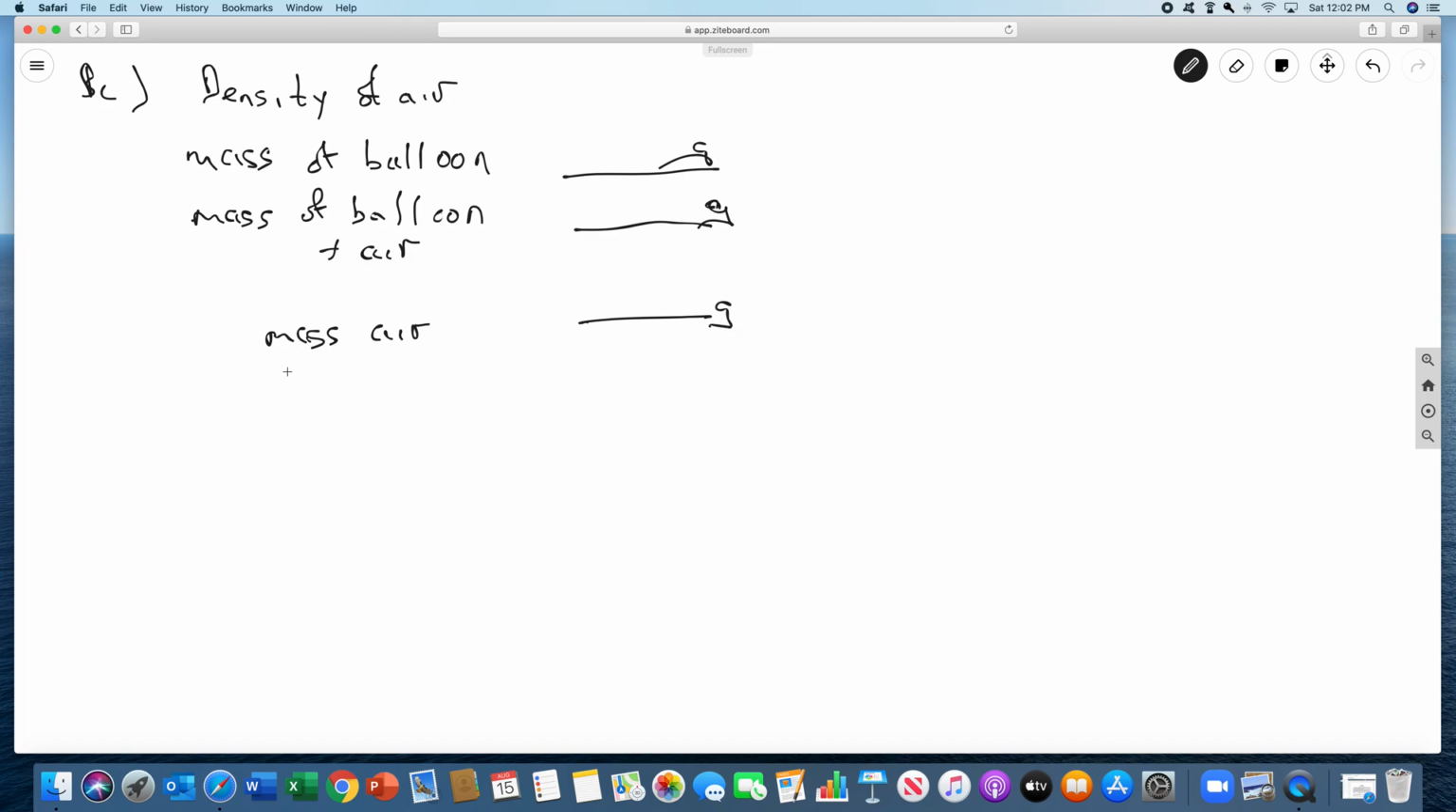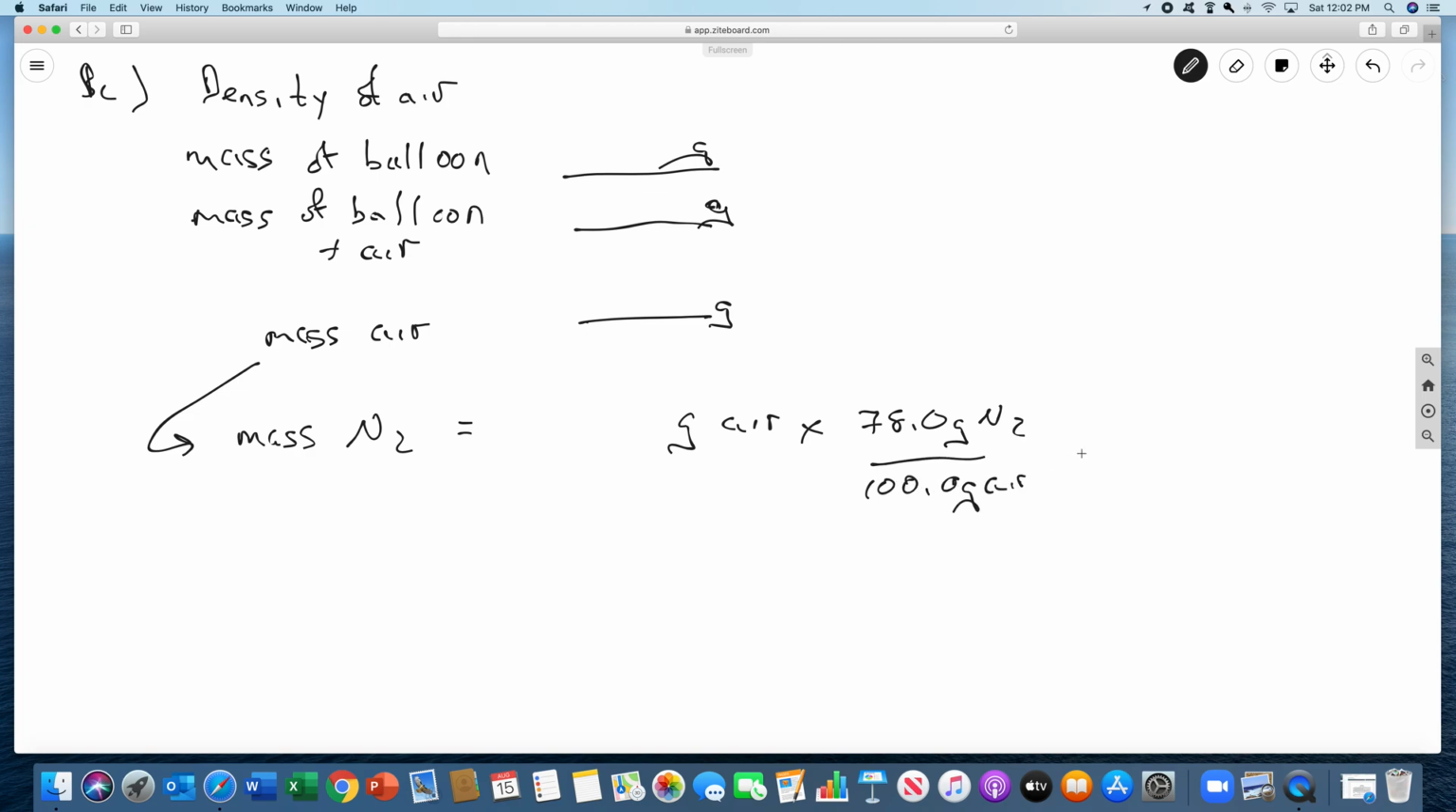From there, you can get the percent, you can get the mass of nitrogen. And you're told that the mass of nitrogen is going to be the mass of air times, air is 78% nitrogen, if you look in the lab manual, 78 grams of nitrogen per 100 grams of air. And that'll give you the grams of nitrogen. You're going to do the same thing for oxygen and argon and carbon dioxide. Then I'm just going to walk you through the nitrogen.